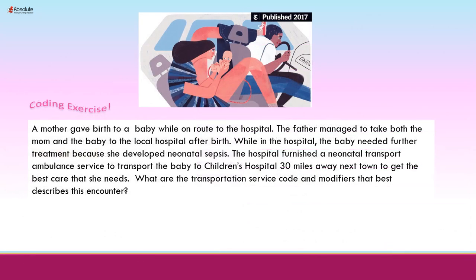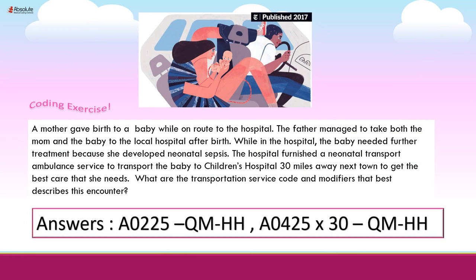Okay, so we have all of the codes that we need for this scenario. And the answers are A0225 with modifiers QM and HH, and A0425 times 30 with modifiers QM and HH. If you got that right, well, you are outstanding.